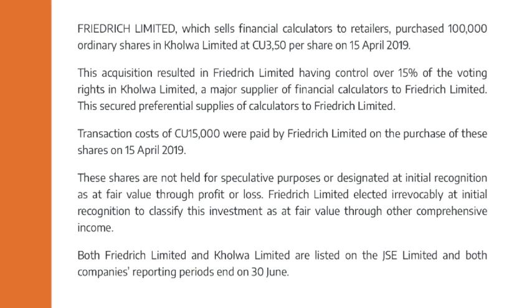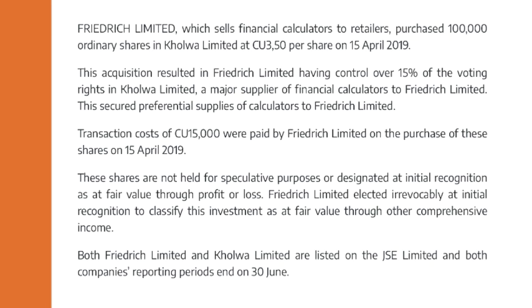Furthermore, they are also not designated at initial recognition as at fair value through profit or loss. So they could have designated this investment to fall in the category at fair value through profit or loss. They did not do it. Does that then mean it will automatically be in the category at fair value through OCI? No. The default category for financial assets is at fair value through profit or loss. Therefore, we have to tell you what they give us in the next sentence.